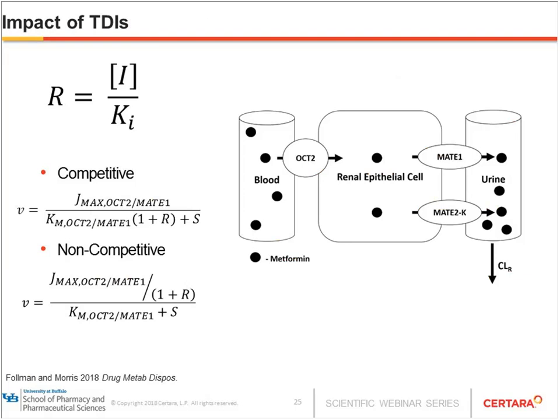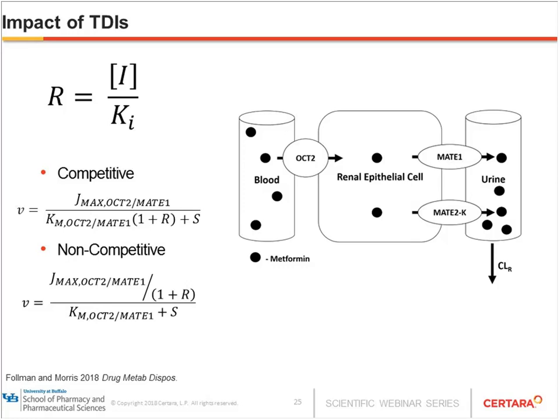The next thing we looked at was the impact of toxin-drug interactions, and to do this, we used the parameter R. R is the ratio of a concentration of an inhibitor to its Ki, so it's the concentration to the potency of the inhibitor. I have the transport of metformin here just for reference, and we looked at two different types of inhibition. We looked at competitive and non-competitive inhibition.